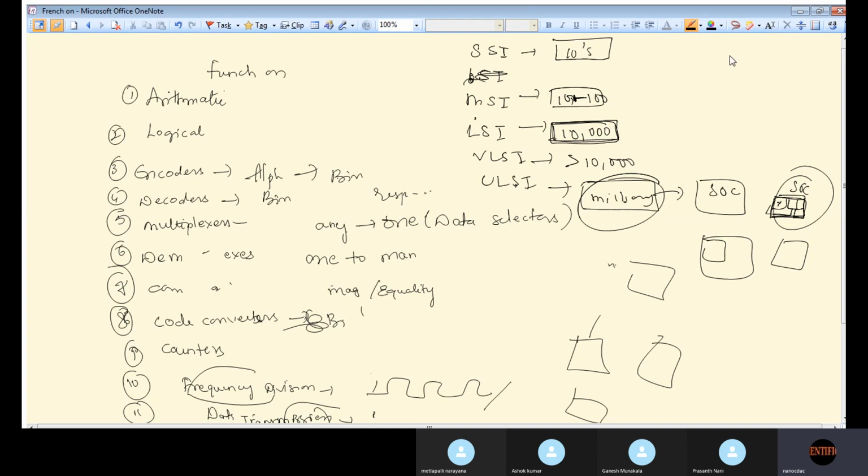If you take 10-15 years back, the diameter of one transistor was 30 times less than the diameter of a human hair. So these are the levels of integration, and we have also seen the functions of digital circuits, and quickly we will move into one important PPT.